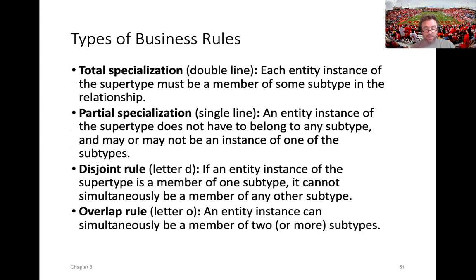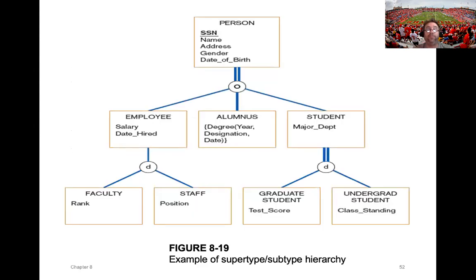Let me get to my notes. So what do we have? Four business rules that we want to capture: total specialization, partial specialization, disjoint rule, and overlap rule. Let's look at these in turn.